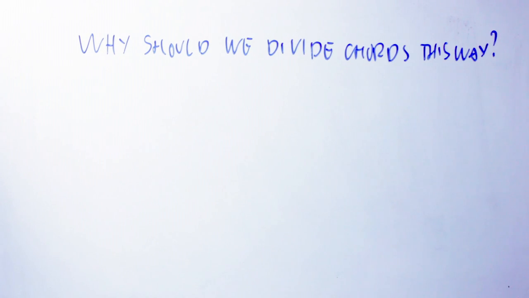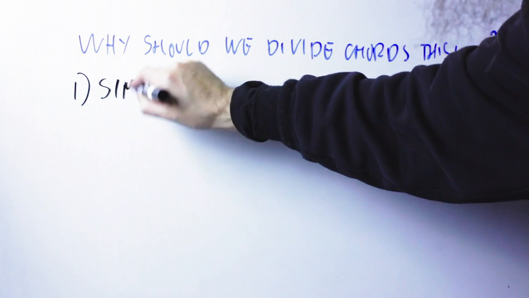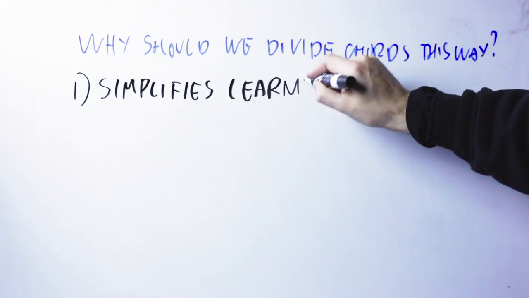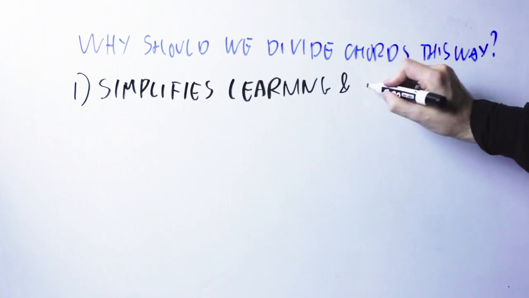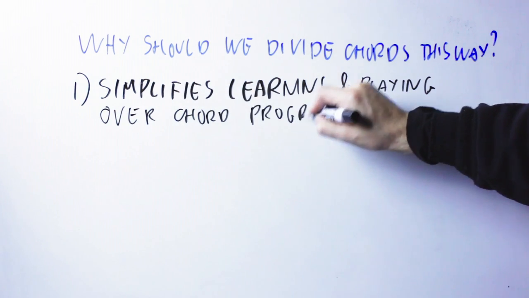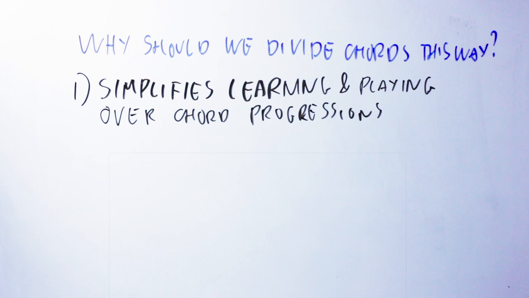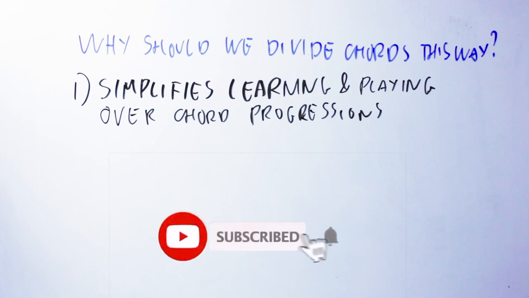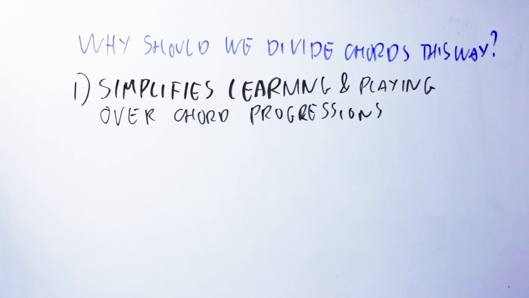The first thing is that it simplifies learning all those chords, because if you can classify a chord in category 1, 2, or 3, and you always play chords in category 1 in a specific way, you always play chords in category 2 in a specific way, and you always play chords in category 3 in a specific way, this simplifies your learning a lot.